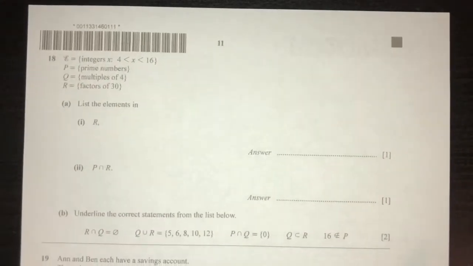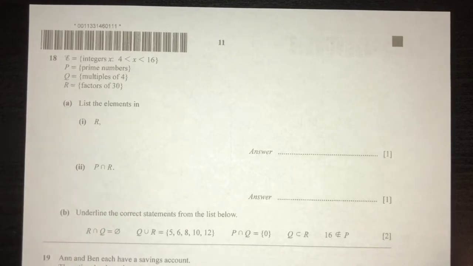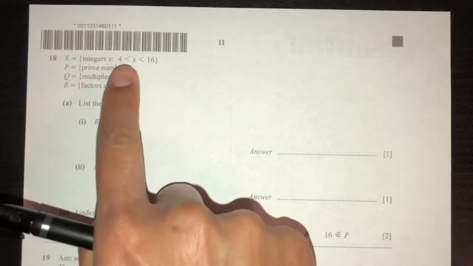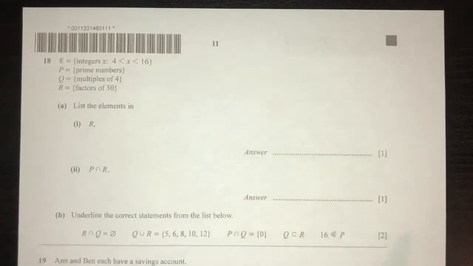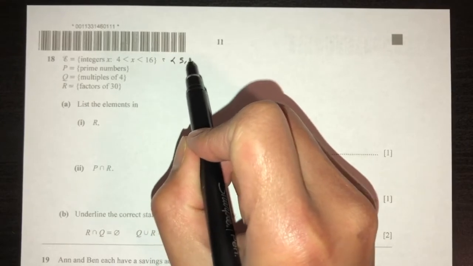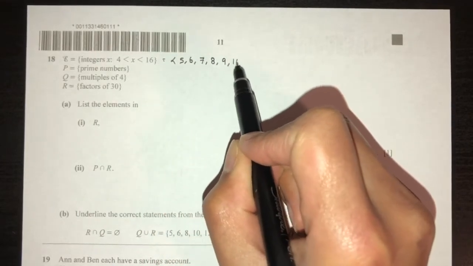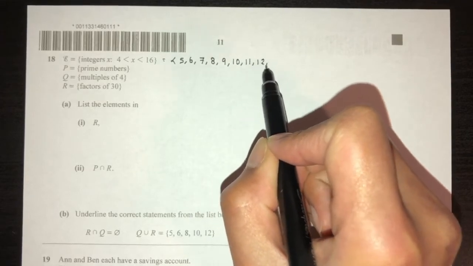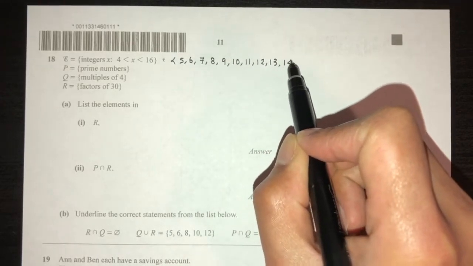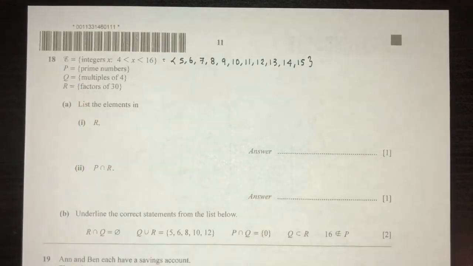Let's move on to question number 18. First we have your universal set. They are integers. Integers are whole numbers between 4 and 16. So let's first list out those elements. We have 5, 6, 7, 8, 9, 10, 11, 12, 13, 14, and 15. So these are the elements in your universal set.